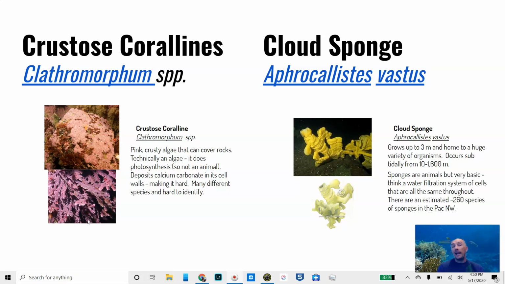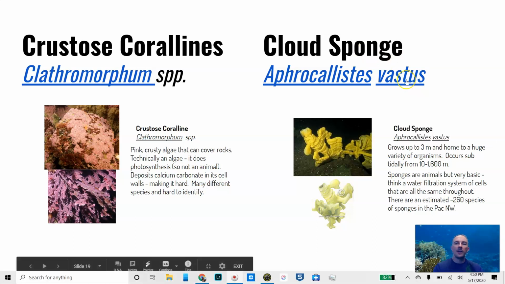Jumping into animals, we're going to jump into sponges now. So cloud sponge is a really cool looking one of our sponges. You don't really see it in tide pools. It's deeper down, again, usually from about 10 meters to 1,600 meters. So that's almost 6,000 feet deep, or closer to 5,000 feet deep. Pretty deep down there.